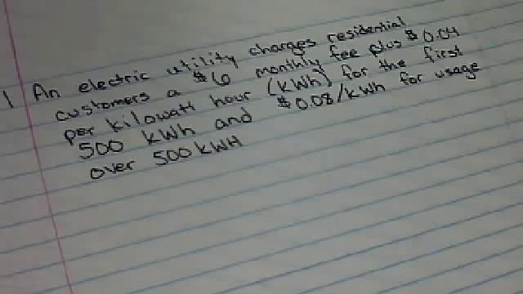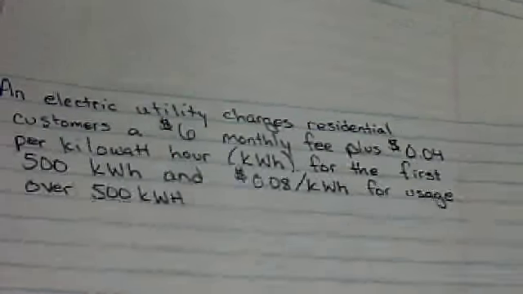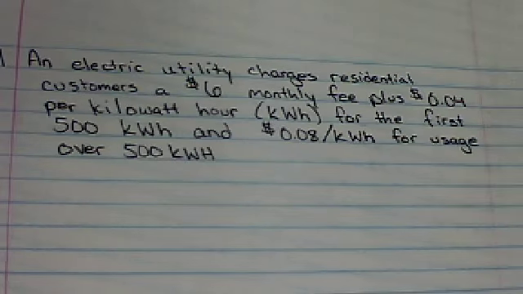In this video, we're going to talk about writing functions, piecewise functions, to represent real-life situations. The first problem we have is an electric utility company charges residential customers a $6 monthly fee plus 4 cents per kilowatt hour for the first 500 kilowatt hours and 8 cents per kilowatt hour for usage over 500 kilowatt hours.